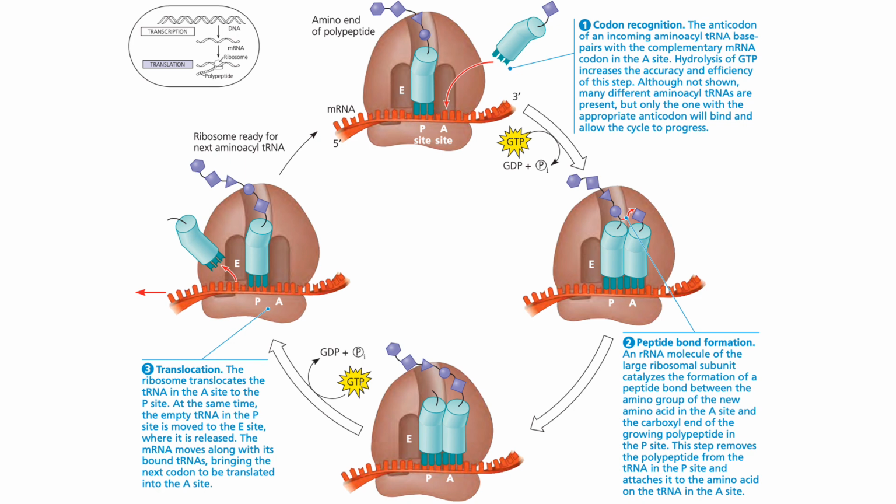And lastly is translocation. The ribosome translocates the tRNA in the A site to the P site. At the same time, the empty tRNA in the P site is moved to the E site where it is released. The mRNA moves along with its bound tRNAs, bringing the next codon to be translated into the A site.